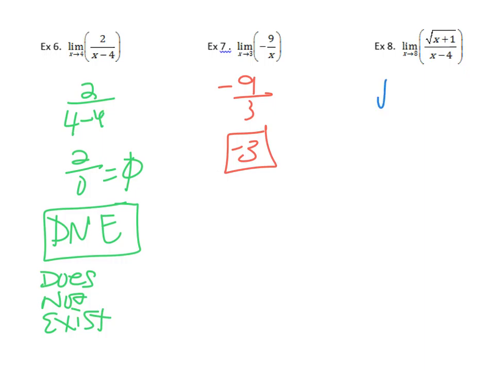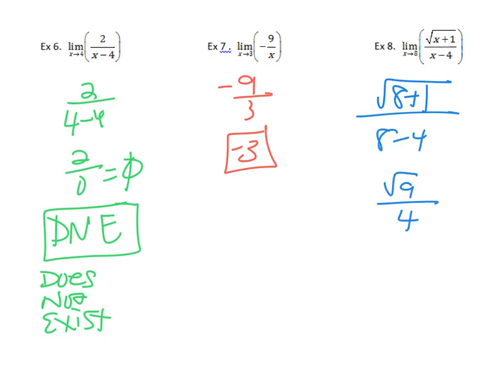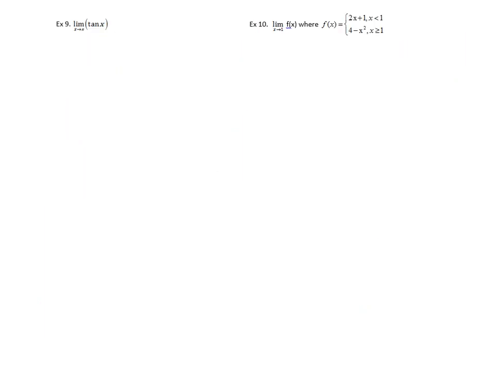If I plug in, the square root of 8 plus 1 over 8 minus 4, that's the square root of 9 over 4. The square root of 9 is 3, over 4. So basically, it's just plug and chug and simplify. That shouldn't be difficult. Now we're going to get into things that we love.